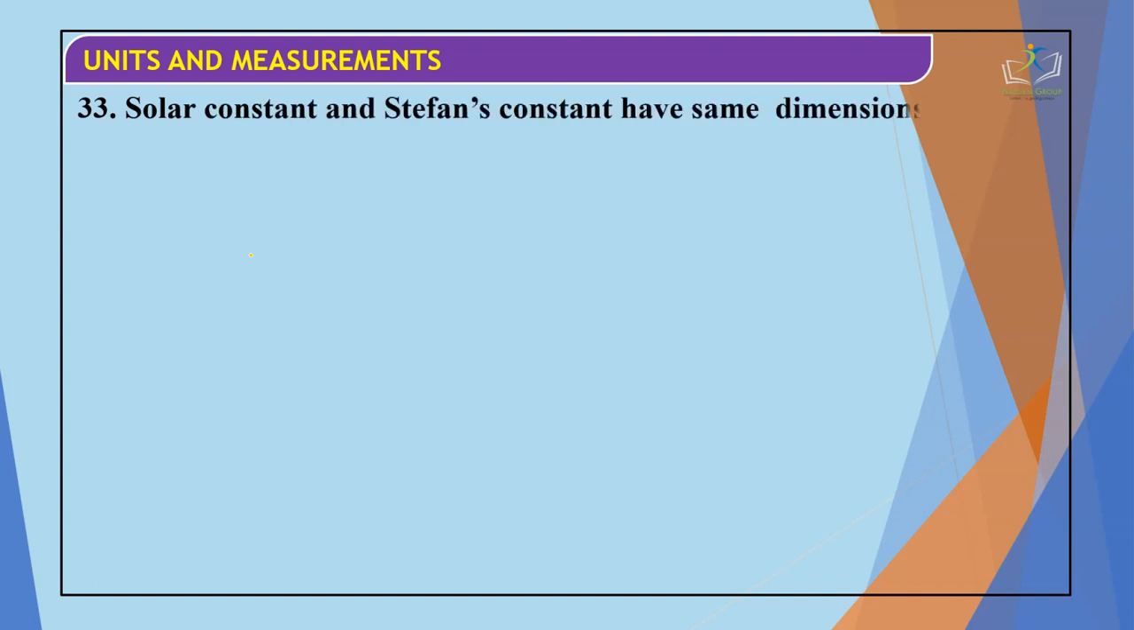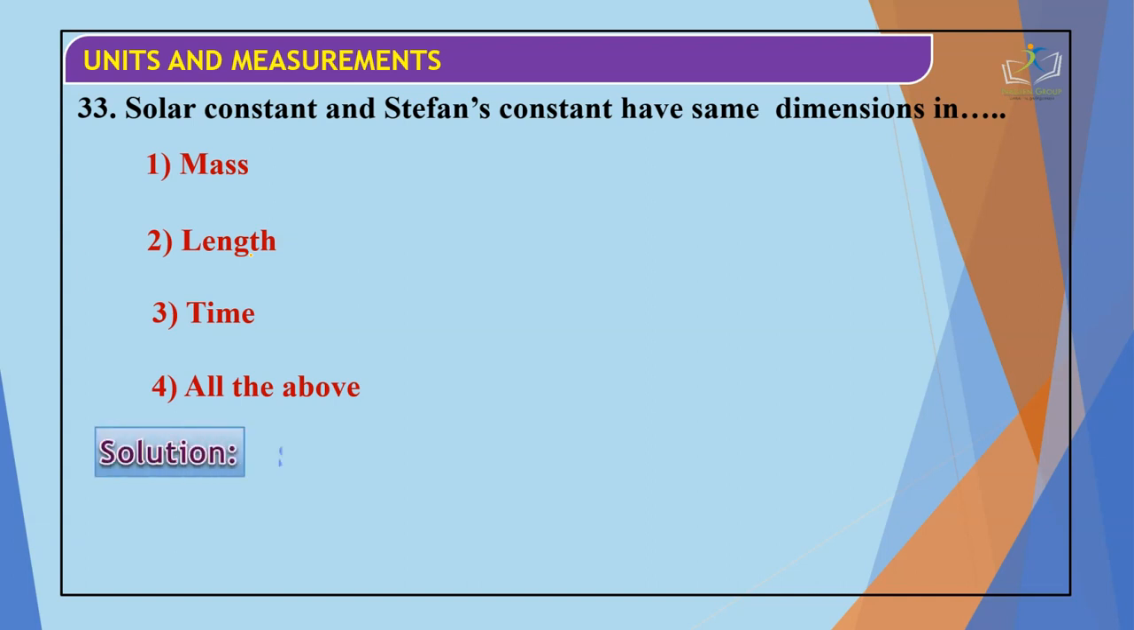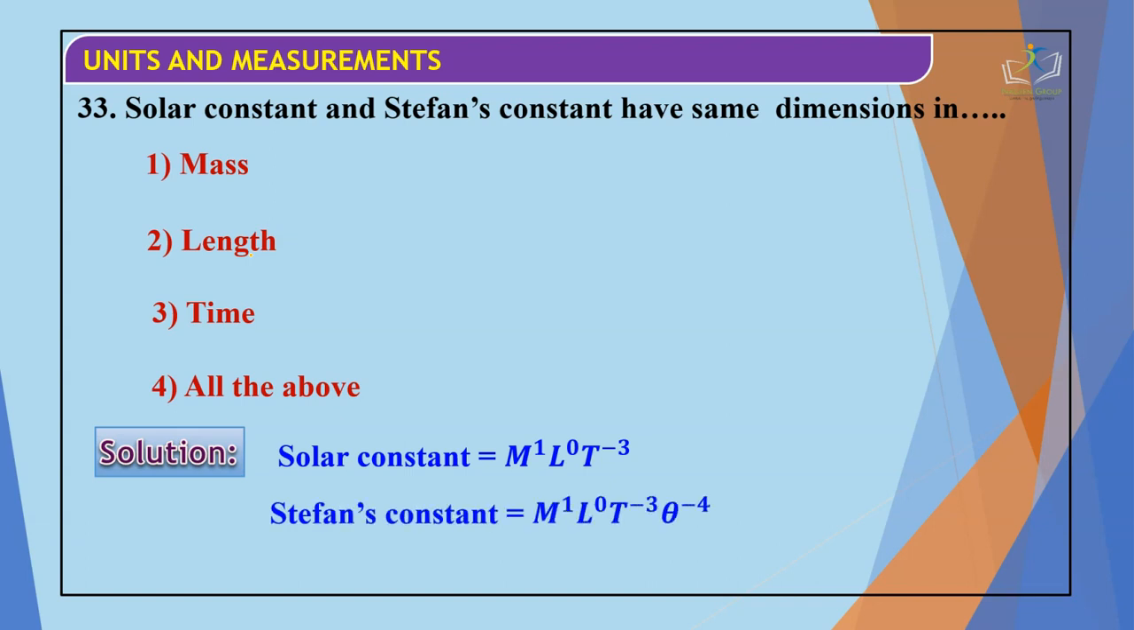Next we have: solar constant and Stefan constant have the same dimensions in mass, length, time, or all of the above. So the correct answer for this question is that solar constant is actually M L0 T minus 3. Stefan constant is M L0 T minus 3 theta minus 4. So all of the above are part of the dimensions of the solar constant and Stefan constant.